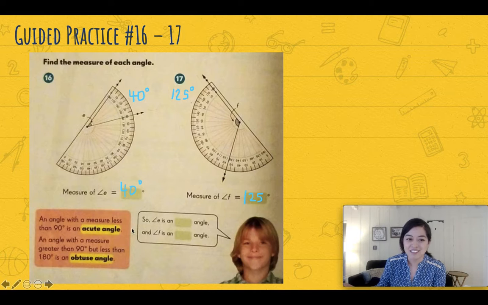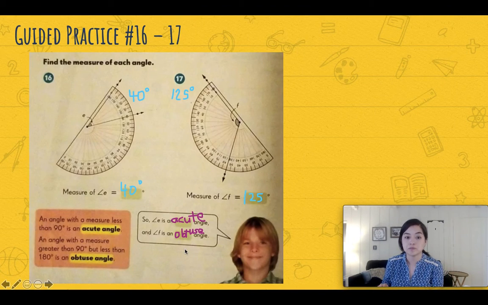So the measure of angle F is 125 degrees. Now, when an angle measures less than 90, it's called an acute angle. When a measure is between 90 and 180 degrees, it's called an obtuse angle. So 40 degrees is less than 90, so angle E is an acute angle. 125 degrees is between 90 and 180 degrees, so angle F is an obtuse angle.